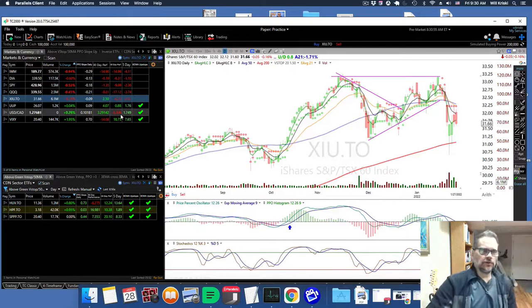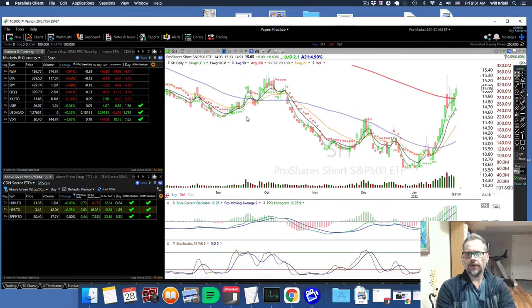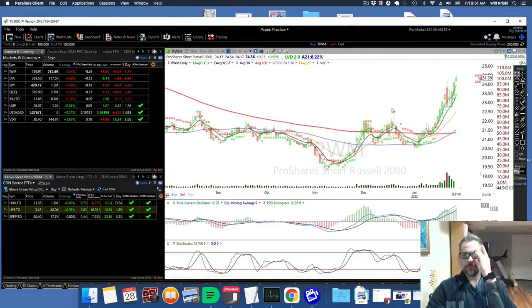So there's not much you can do with that unless you want to get into the inverse ETFs. There's SH for the S&P 500. There's RWM for the IWM.